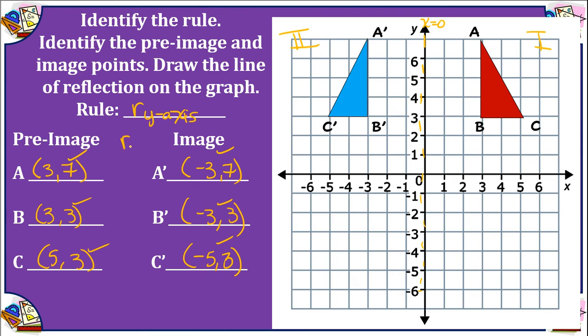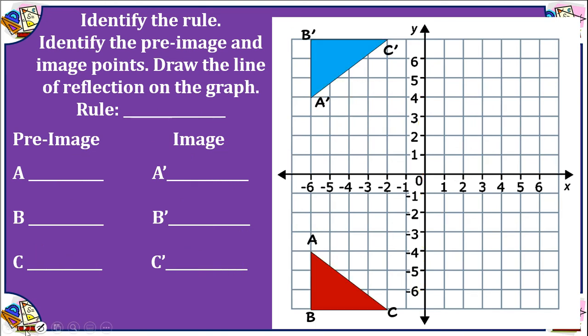Or we can say little r, x equals 0. Okay, this time we're just going to notate the pre-image. We see that it is reflected again across the x-axis or y equals 0. So we have negative 6, negative 4. We have negative 6, negative 7. And we have negative 2, negative 7.